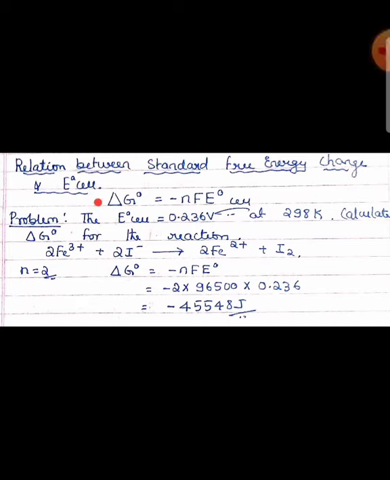We have one more numerical here. A zinc rod is dipped in 0.095 molar solution of zinc sulfate at 298 Kelvin. Calculate the electrode potential of the zinc electrode. So the standard electrode potential given for zinc is minus 0.76 volt.